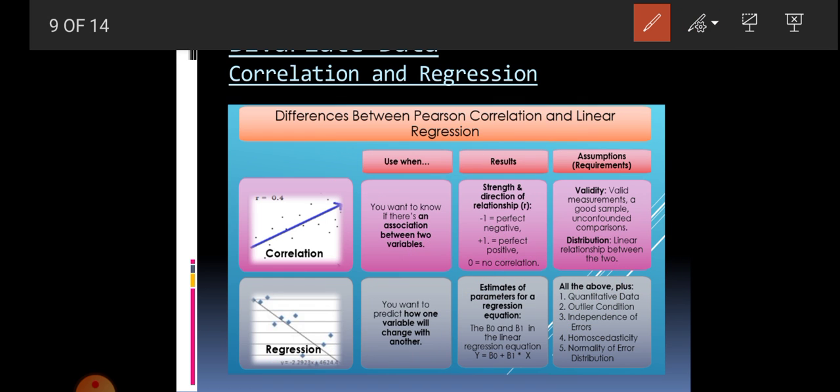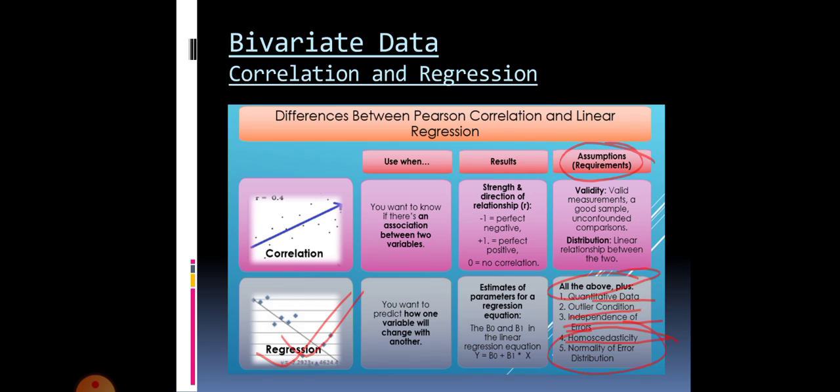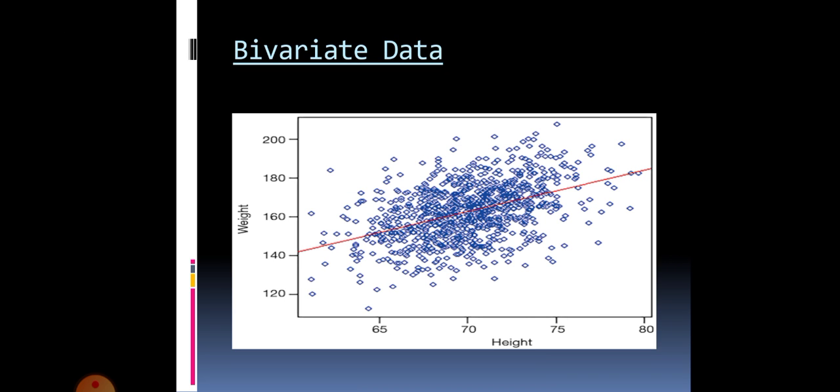All the above plus quantitative data, outlier condition, independence of error, homoscedasticity, normality of error distribution, these kinds of things can all be assumptions. These kinds of requirements are there while doing regression. Now next is bivariate data.